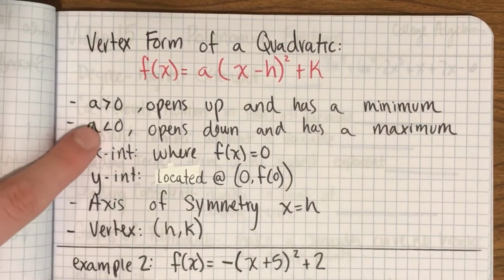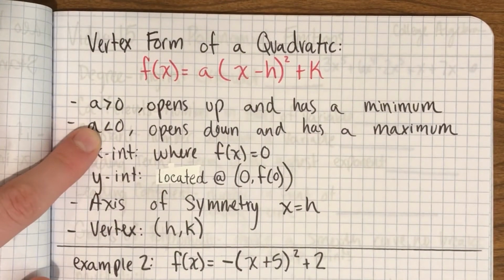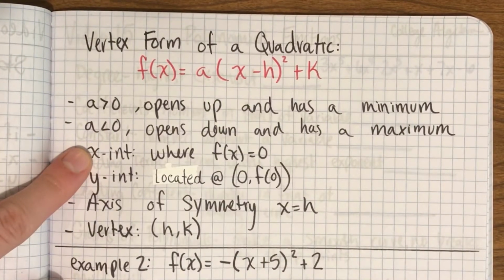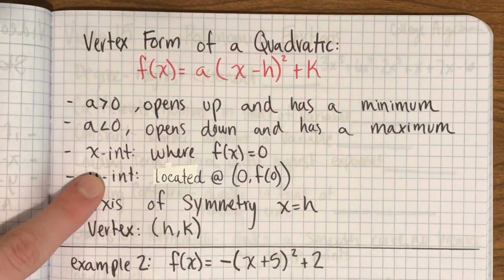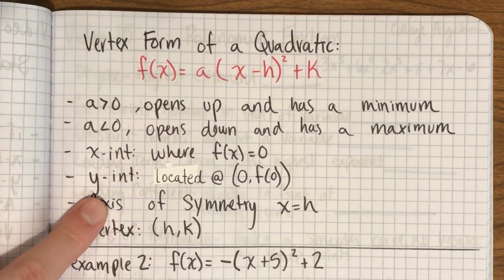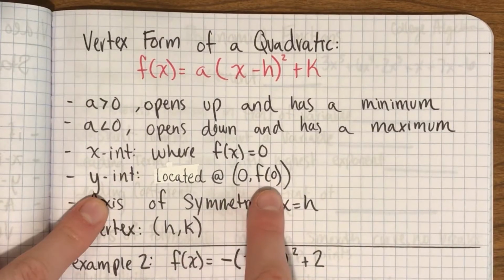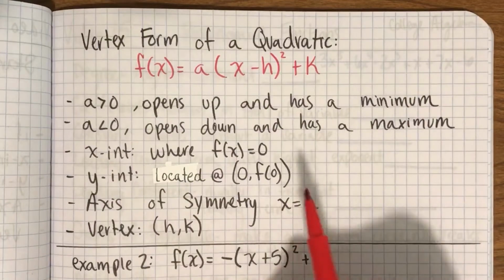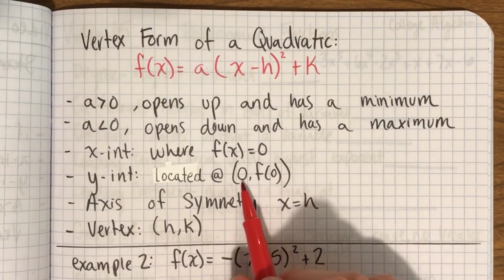Same rules apply. If our a is bigger than 0, it opens up, it has a minimum. If a is less than 0, it opens down and has a maximum. X-intercepts, where f of x equals 0. Y-intercepts located at 0, comma, f of 0. So we're plugging in 0 for x.